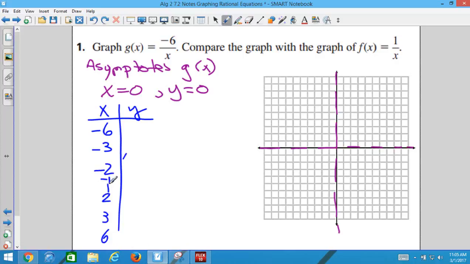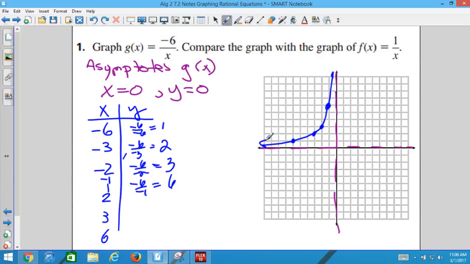It's not that hard. Negative 6 over negative 6 is 1, so negative 6 is 1. Negative 6 over negative 3 is 2, so negative 3 is 2. Negative 6 over negative 2 is 3. Negative 6 over negative 1 is 6, so negative 1 is 6. As I plot those, are you seeing that it is forming one of the branches?